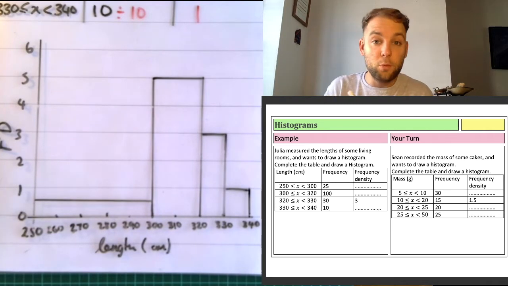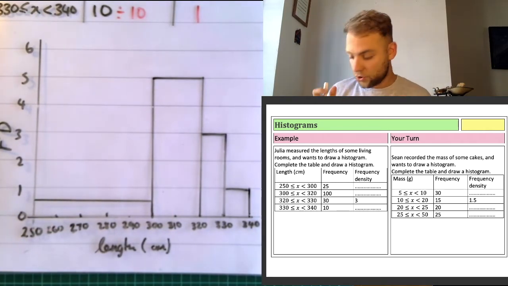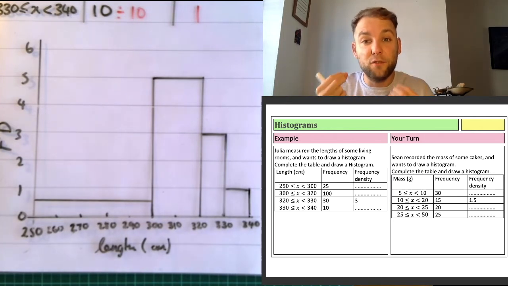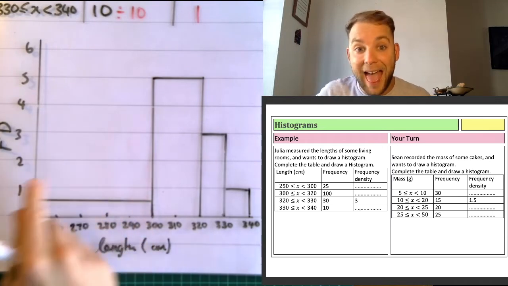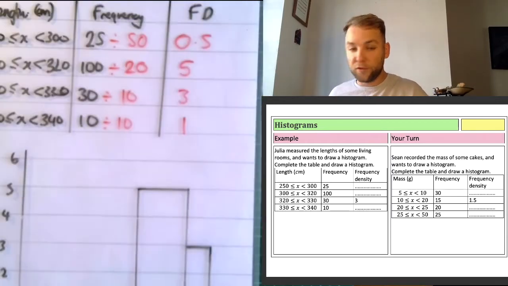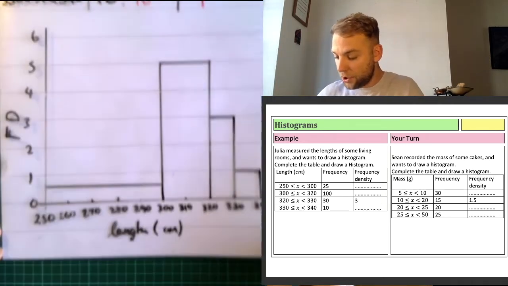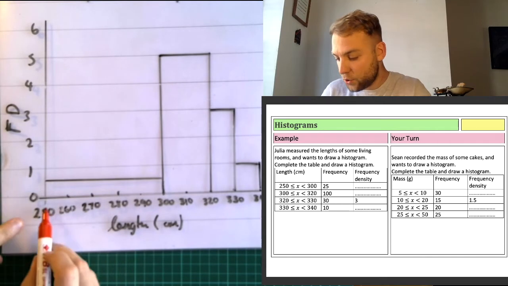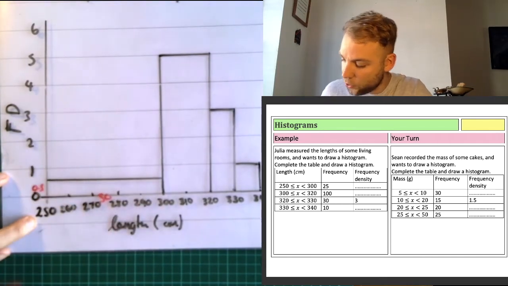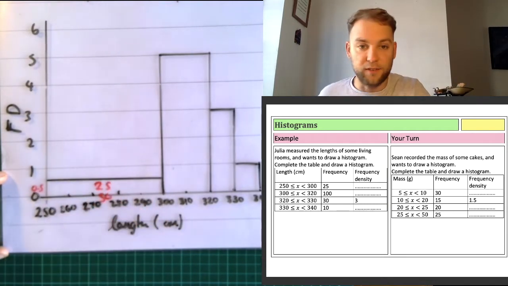Now, you don't need to do this next part for this question, but it will help us in the future. The thing that we need to remember, and I'm going to keep hammering this, is that the frequency is represented by the area of these rectangles. So what do I mean by that? Well, the frequency of this first one was 25. And we know that the area of this, between 250 to 300, is 50, times 0.5, the area of this rectangle is 25.